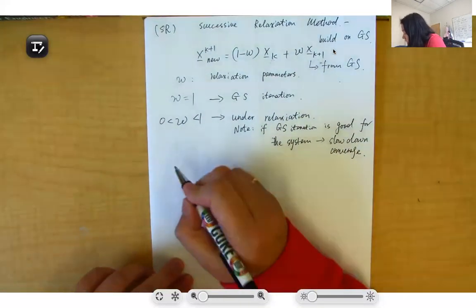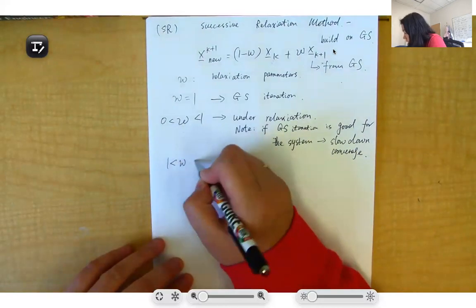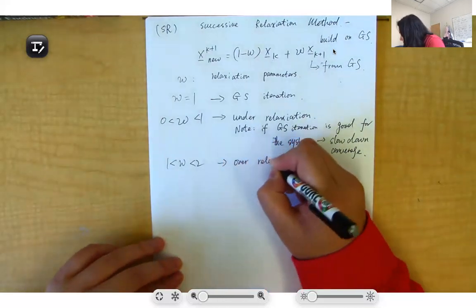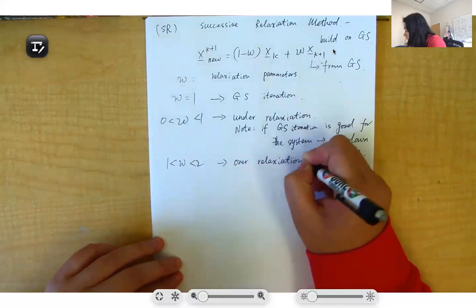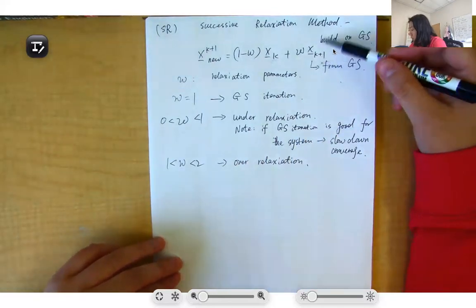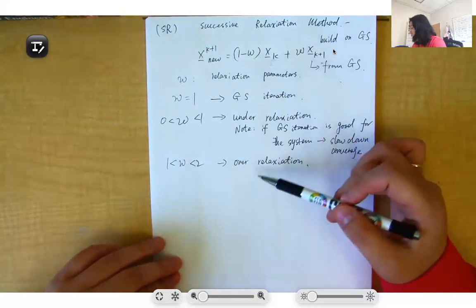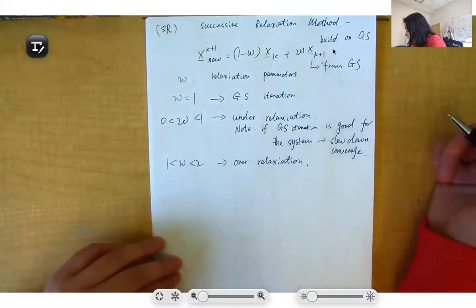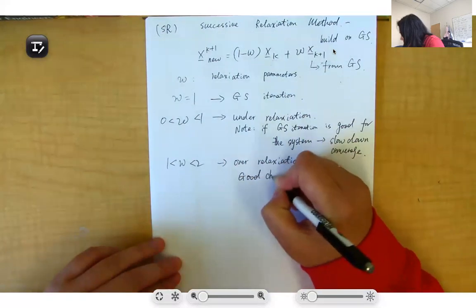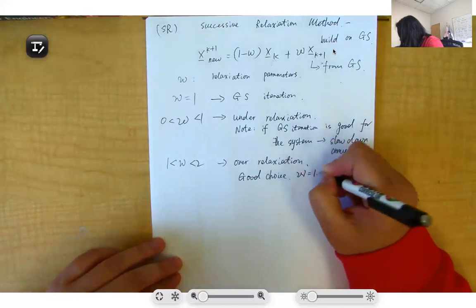Then there is also another choice you can choose: omega over 1 and smaller than 2. That is called over relaxation. So you take more part from the future new value, and you take a negative portion of your old value. That is called over relaxation. If you have over relaxation, usually a good choice for the omega is around 1.5.